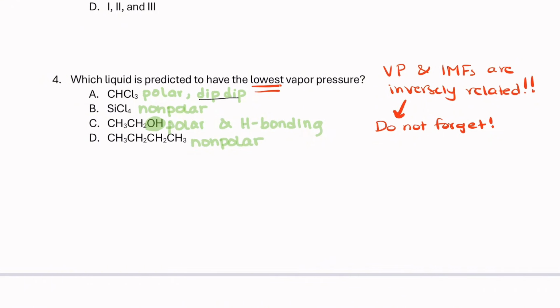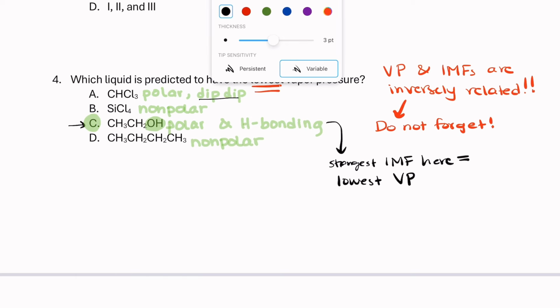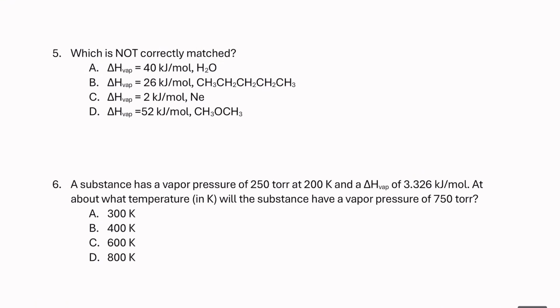So from our list, the strongest present intermolecular force is going to be hydrogen bonding. Ethanol is the molecule that's capable of hydrogen bonding because, again, it has a hydroxyl group. Hydrogen bonding is the strongest intermolecular force present in this set, which means ethanol molecules stick together more tightly. Stronger intermolecular forces correspond to a lower vapor pressure since fewer molecules can escape into the vapor phase. The answer to 4 is C.